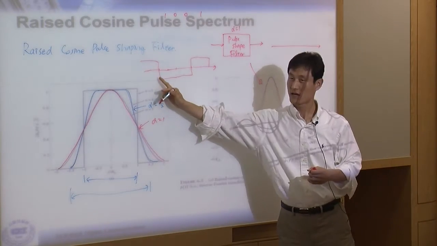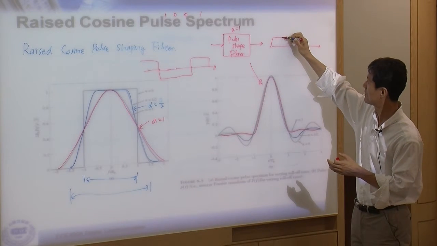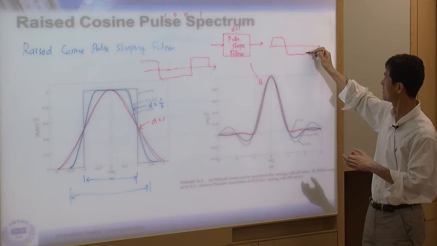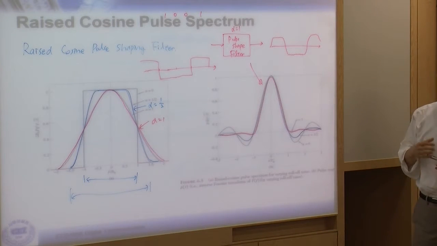This rectangular kind of input signal will be rounded. So it's like this. This is going to be your output after the pulse shape filter. So that's what we want.